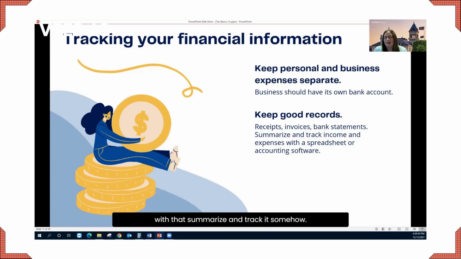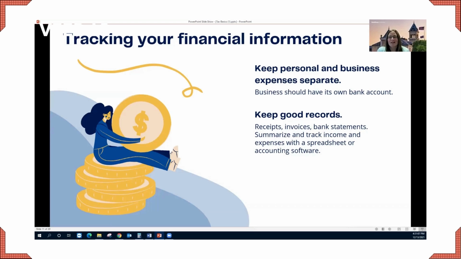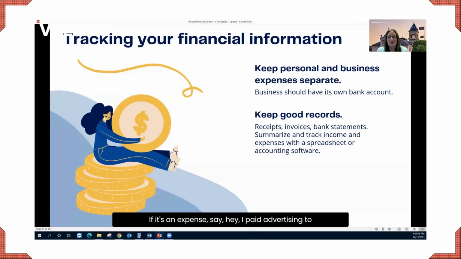And then with that, summarize and track it somehow. So this could be just in a spreadsheet, just very simply, just track everything that comes in and out, and then categorize what it is. So have a column saying this is where it came from. It was from a customer for this. If it's an expense, say, hey, I paid advertising to this company for doing this sort of work for me. They put together business cards or something like that, and keep track of that and summarize that, because you're going to have to use that information to prepare your tax return.